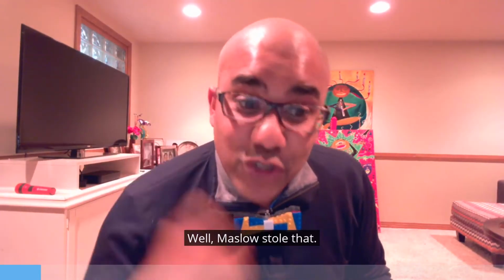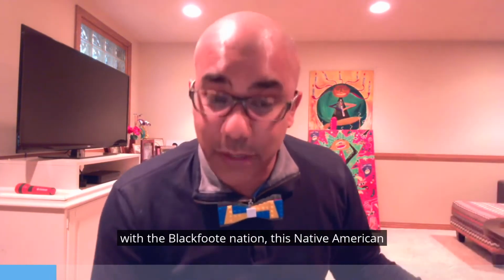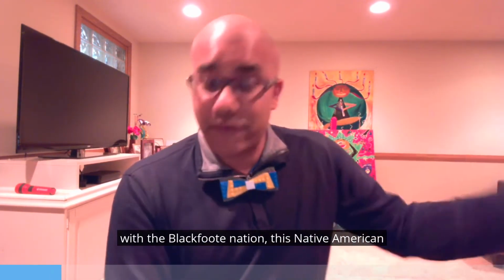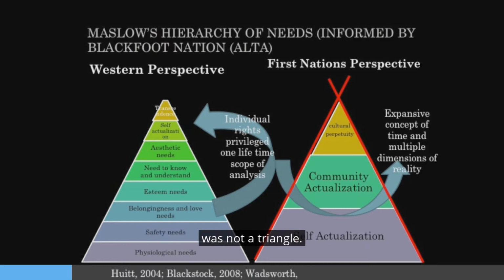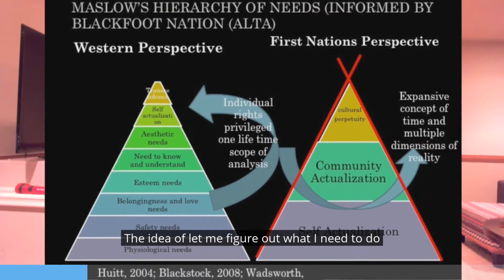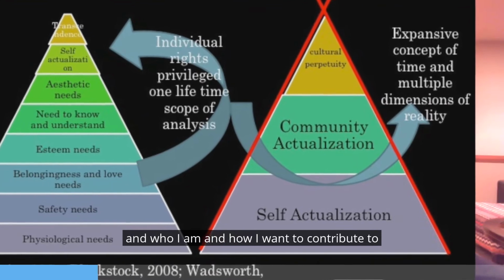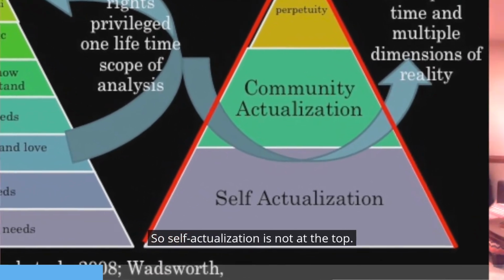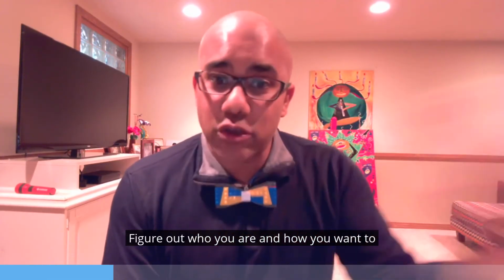Well, Maslow stole that idea. That idea is not his own concept. He was actually spending time with the Blackfoot Nation, a Native American tribe, which had a hierarchy of needs that was not a triangle, but a pyramid. And at the bottom of their pyramid was self-actualization. The idea of, let me figure out what I need to do and who I am and how I want to contribute to the world. So self-actualization is not at the top, it's at the bottom, right? That's the bare minimum you can do. Figure out who you are and how you want to contribute to the world.